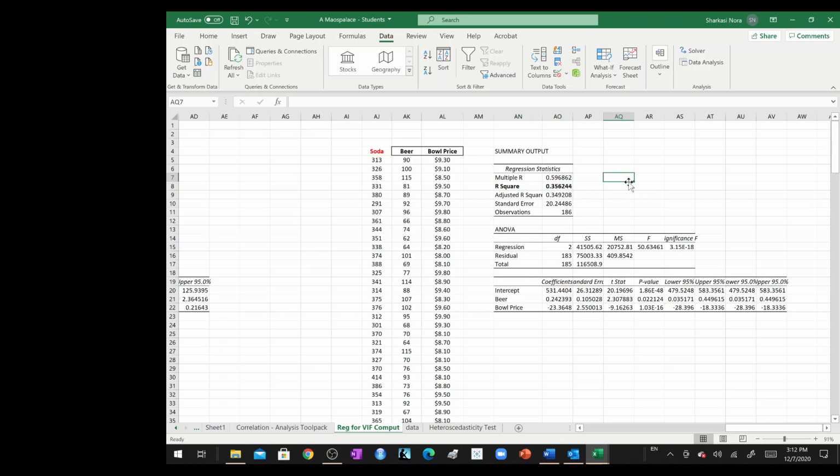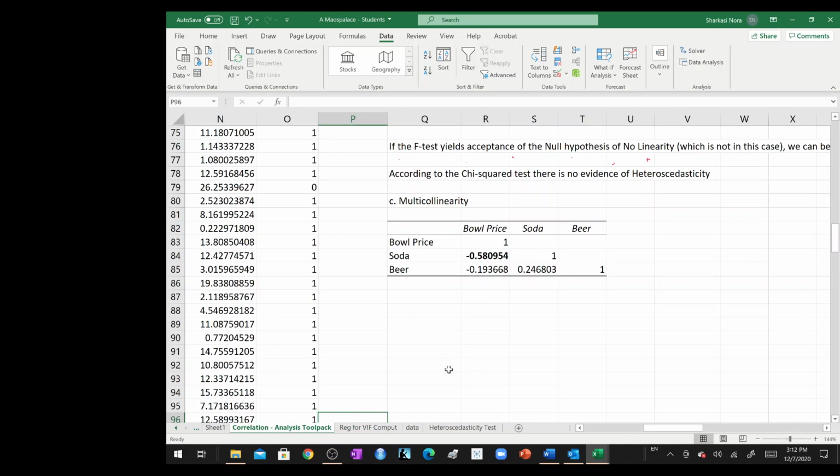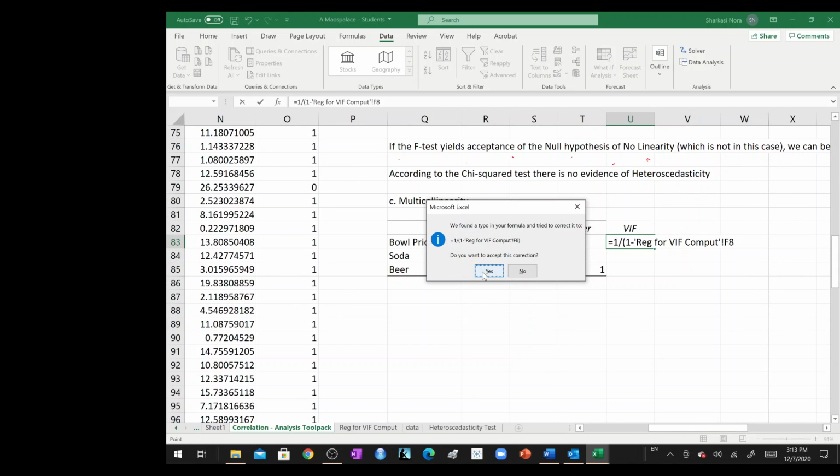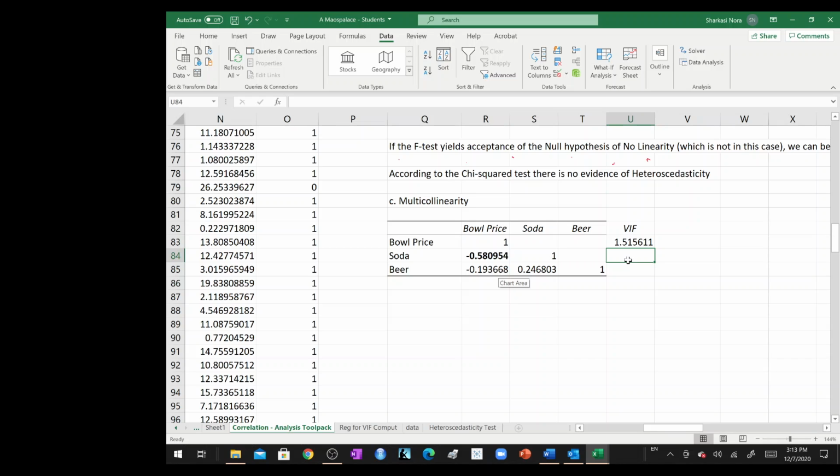Okay, so now what I need to do is I'm going to go back to this and compute the variance inflation factor, the VIF. So I'm going to compute that with the following equation. It's 1 over 1 minus r squared, which is 1 minus this value. For the first one is the price of the bowl of rice. And here it is. So did you see what I did over here? Basically, the VIF formula is 1 over 1 minus r squared.